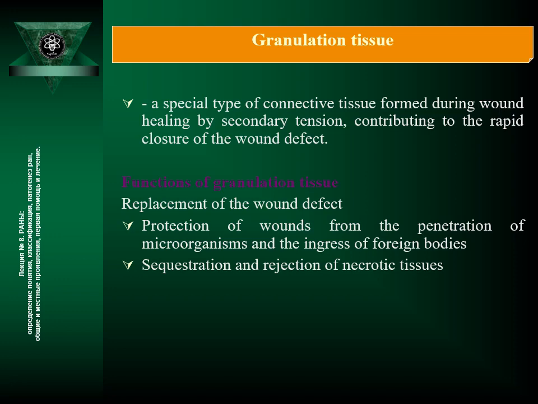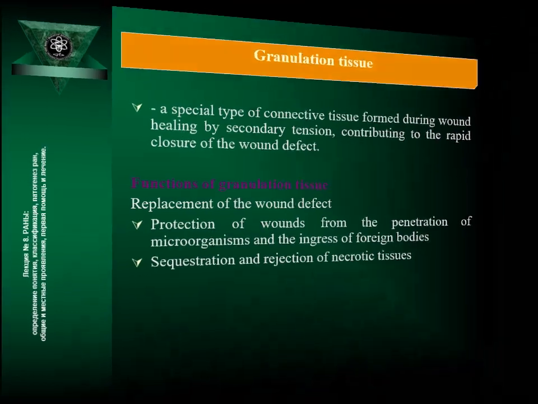Yes, and an important option is also the sequestration and rejection of necrotic tissues. That is, the granulation tissue itself is not devoid of immune properties, because it is a fairly actively blood-supplied tissue. After that, the granulation tissue, of course, is replaced by a coarser connective tissue and the whole thing turns into, well, then a few words about scarring and about scars.